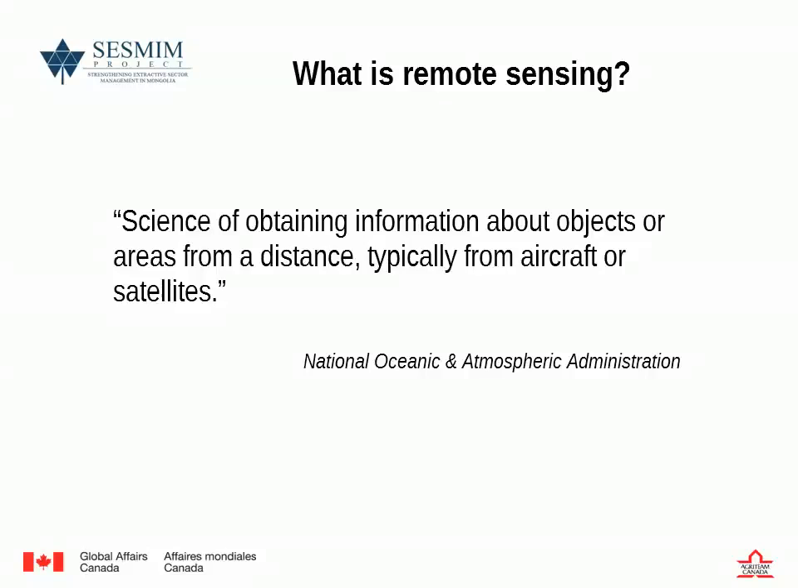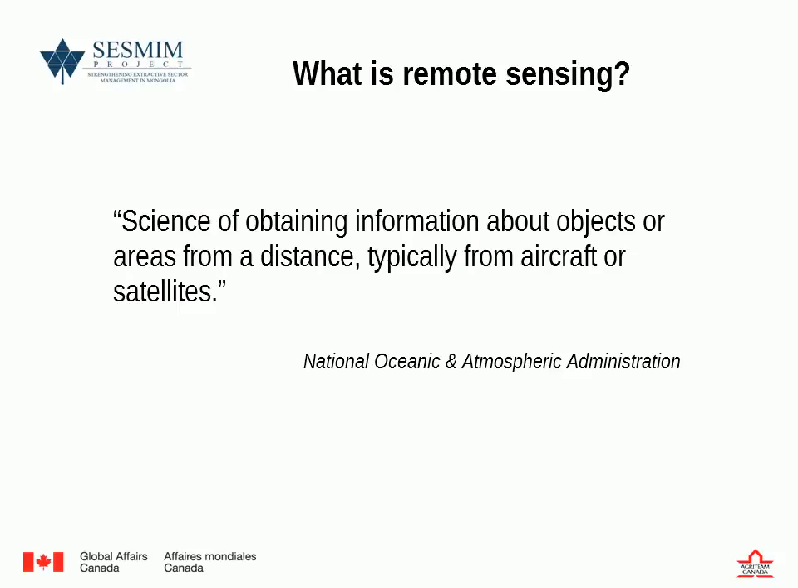So, we'll start. What is remote sensing? Remote sensing is the science of obtaining information about objects or areas from a distance, typically from an aircraft or satellite. So that's remote sensing. But what you do with that information is the other part of remote sensing.